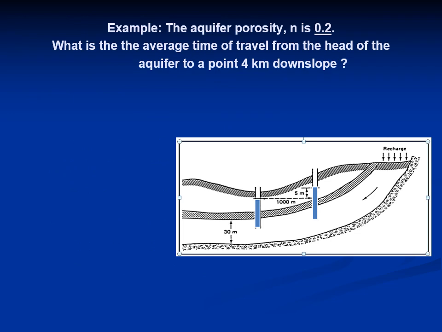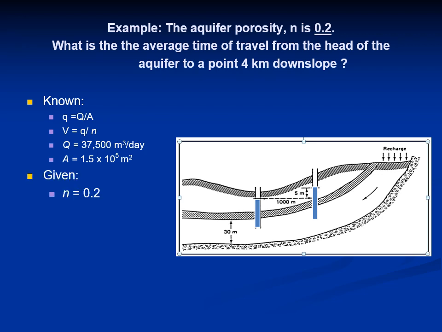For the same aquifer system, we now know that the porosity is 0.2. What is the average time of travel from the head of the aquifer to a point 4 kilometers downslope? For this calculation of travel time, we need to know the linear velocity. We know that the Darcy velocity, little q, is groundwater flow divided by area, and the linear velocity is the Darcy velocity divided by the porosity. We also have our values of groundwater flow and area calculated previously, and we were given that porosity is equal to 0.2.